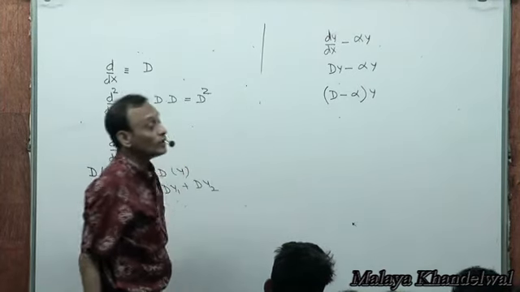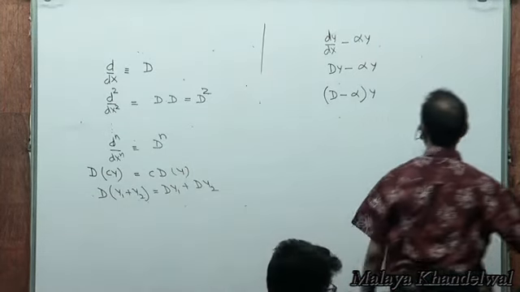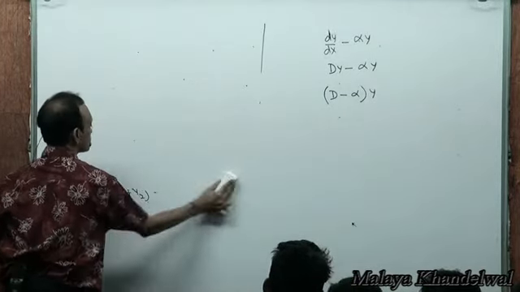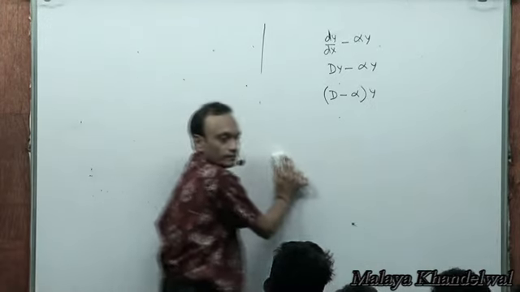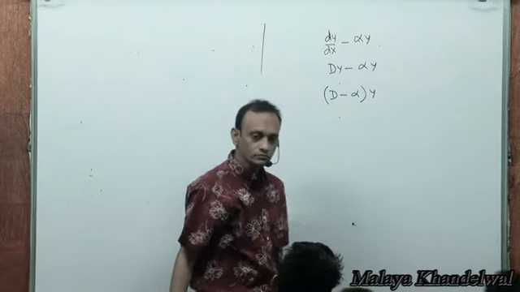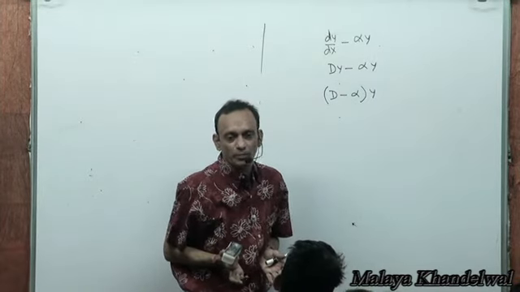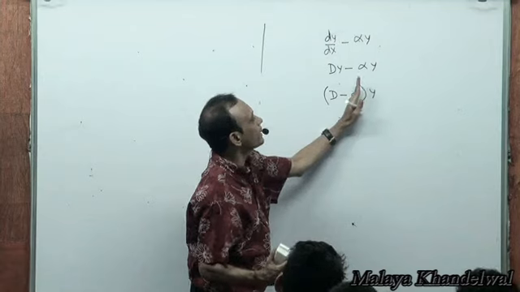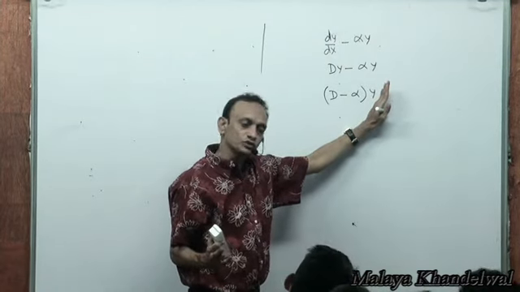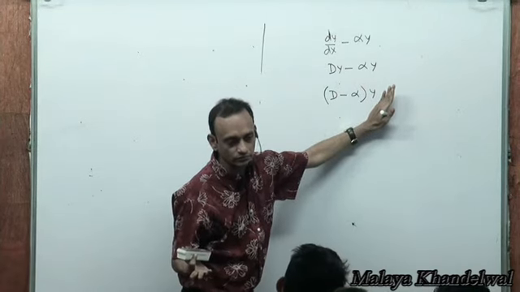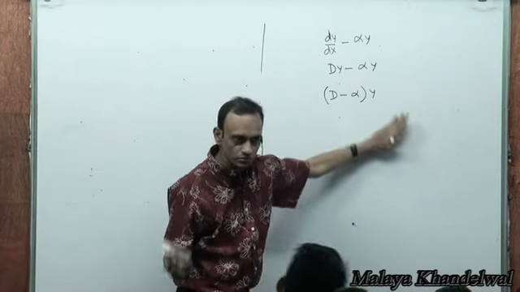Now, what I want to share with you is, any confusion? So D minus alpha is also an operator, and the meaning of D minus alpha is this: it means D acting on y minus alpha into y. So I'm telling you the meaning of this notation right now.